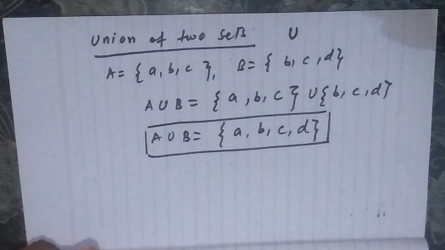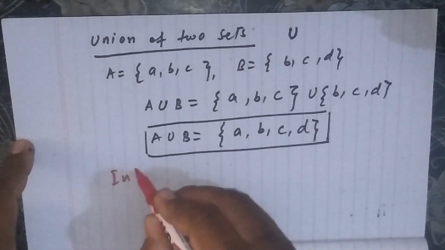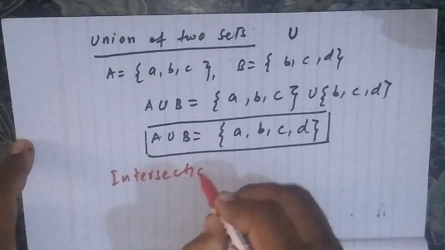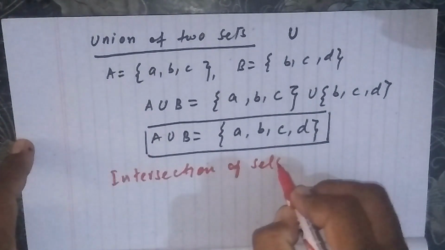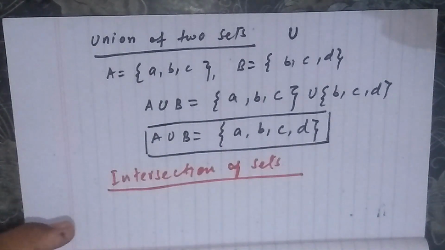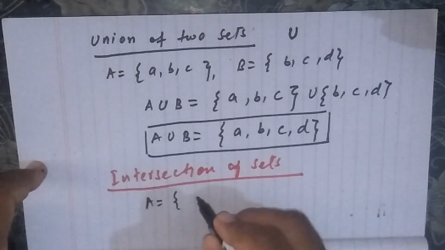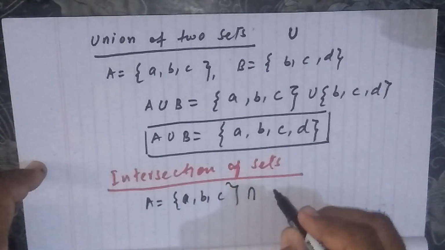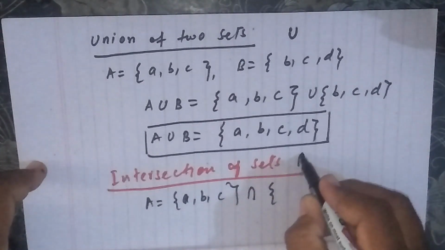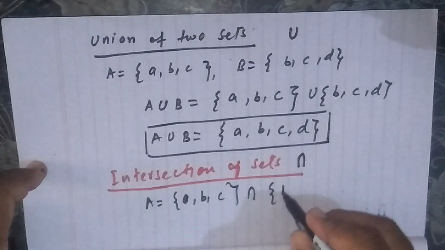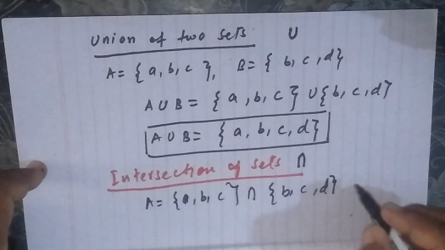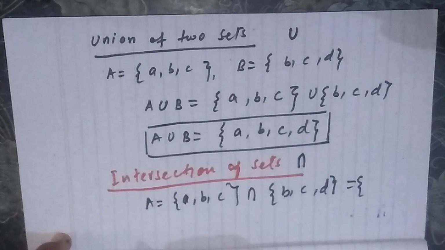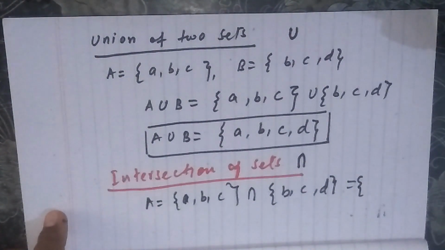Similarly, we can talk about the intersection of two sets. For example, if we take these same two sets, then intersection is calculated how? We take set A, B, and C. Intersection is denoted by this symbol, and set B as B, C, and D. So this will be equal to what? We'll write only the common elements between sets A and B.